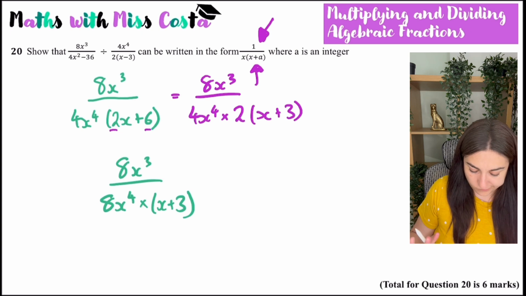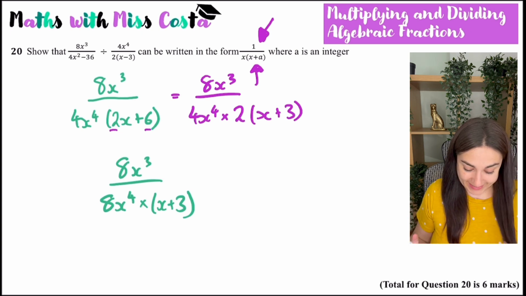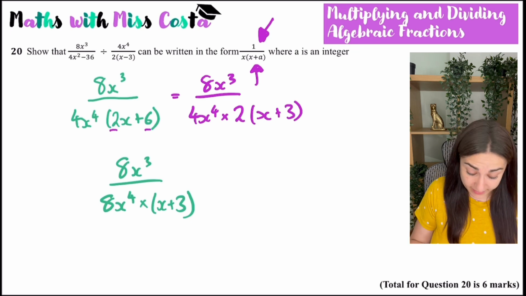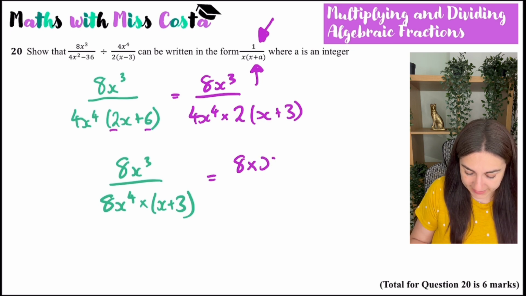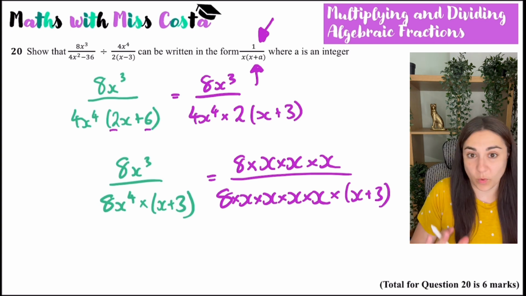Now, if you're not confident with indices and you look at that and you're like, oh, I'm just brain fried, literally just take it back to its basics. So what does 8x cubed mean? It means 8 times x times x times x, and then 8 times x times x times x times x times x plus 3. That's in a bracket. So what can cancel out?